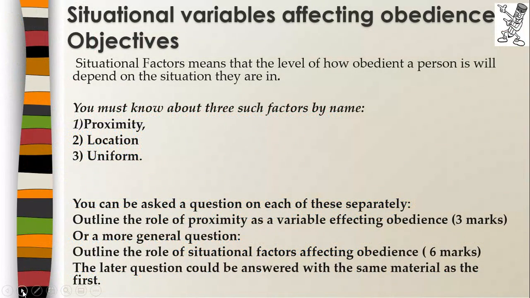So now we're looking at the situational variables that affect obedience. There are certain things about a situation that affect how obedient a person is. And you need to know about the three factors by name because they're named in the spec. So proximity, location, and uniform. And you can be asked about these all together or separately in the exam.